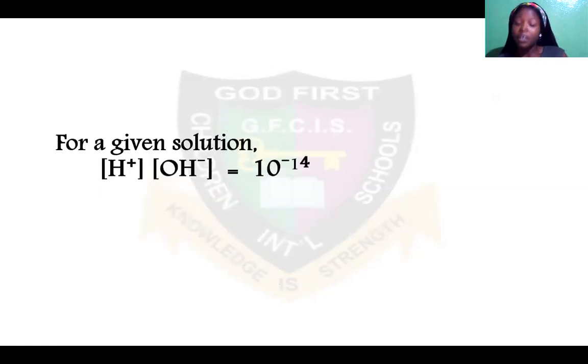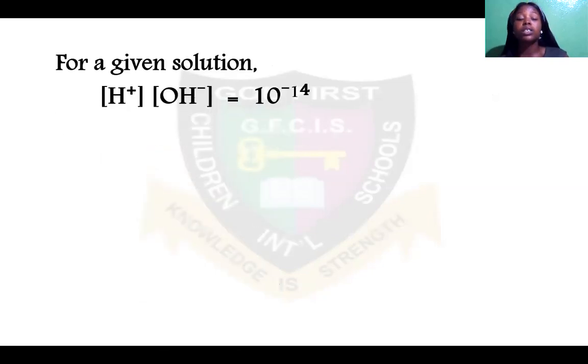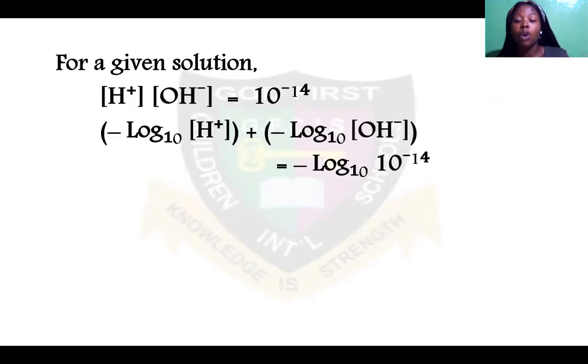Now, for a given solution, in a particular solution, the product of hydrogen ion concentration and hydroxide ion concentration is equal to 10 raised to power minus 14. So if you take the negative logarithm of both sides, you have negative log hydrogen ion concentration plus negative log hydroxide ion concentration is equal to negative log 10 raised to power minus 14. So now, therefore, pH plus pOH.